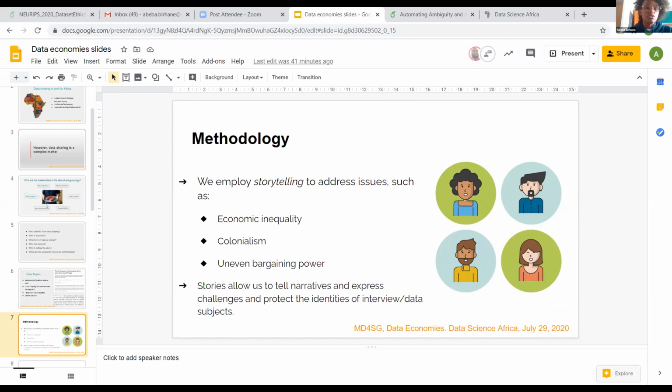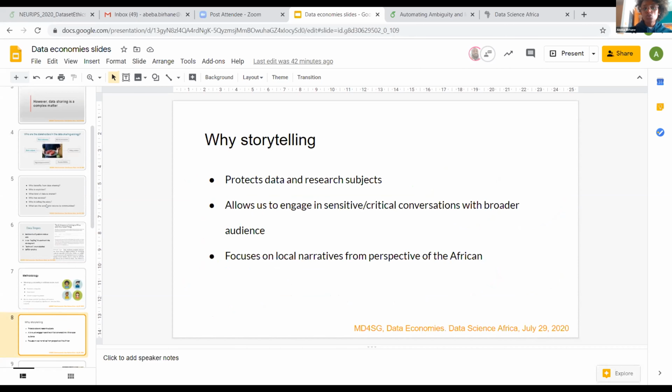So in our current working paper, as we investigate the challenges that are present in the way of data sharing, we deploy a methodology of storytelling. What we do is we interview people that work with data that are either based in the continent or have relations to the continent, linked to the continent somehow. We interview them and we transcribe those, and we change them into personas, into stories, in order to get at various issues such as economic inequality, colonialism, or asymmetrical power dynamics.